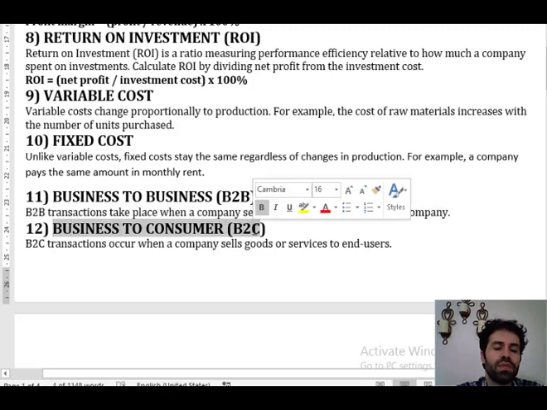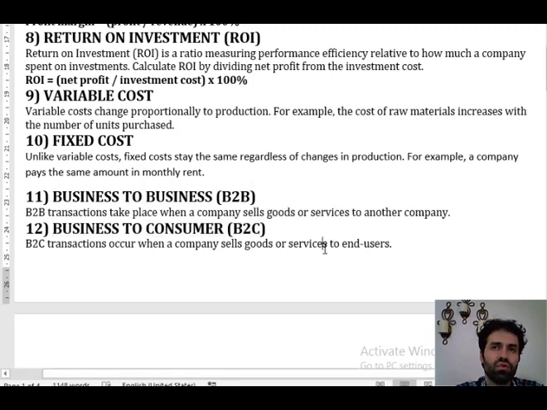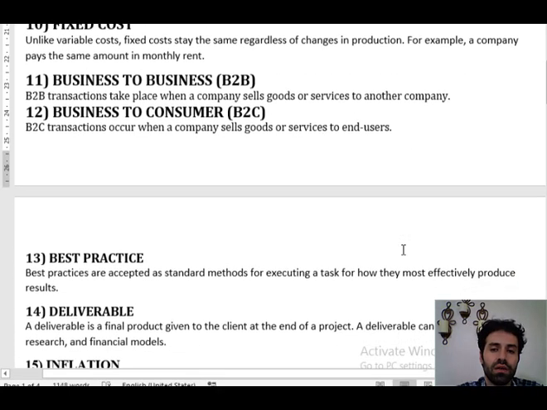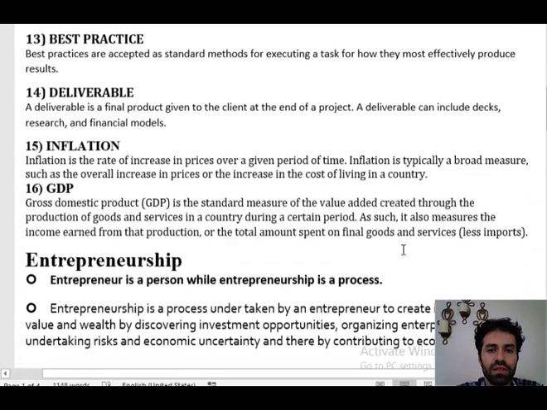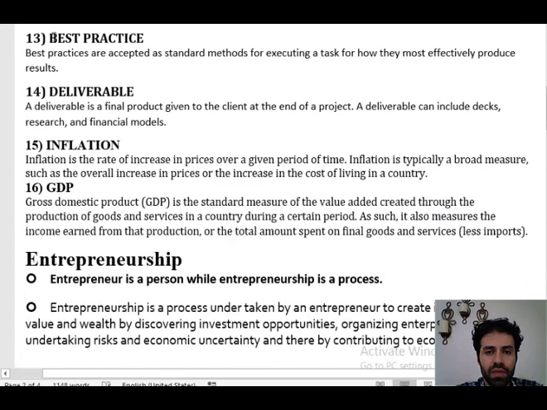Business to consumers are those type of businesses that offer services or sell products to the final consumer or the final customer. Like a supermarket, a coffee shop, these are B2C. Most of them are B2C, although some of them might be B2B, both, but most of these kind of businesses are B2C. Best practice, what is best practices?